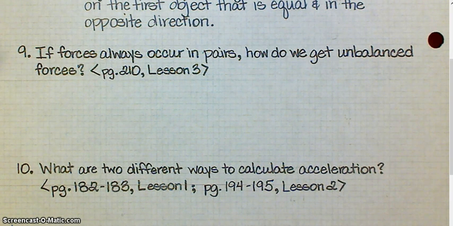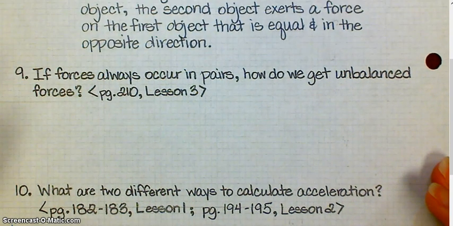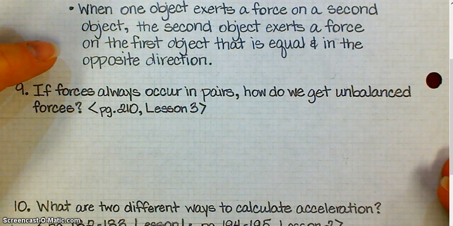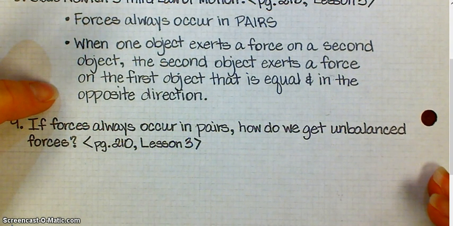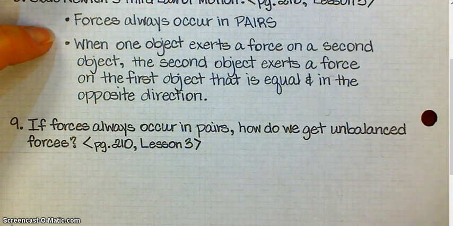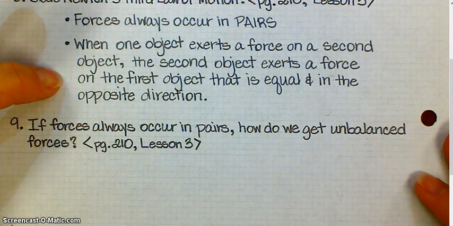All right, we're going to pick up with question number 9. Question number 9 says, if forces always occur in pairs, how do we get unbalanced forces? Well, if we want to do a little bit of thinking, let's go back to number 8. And it says, yes, forces always occur in pairs. And it says when one object exerts a force on a second object, the second object exerts a force on the first object that's equal and in the opposite direction.